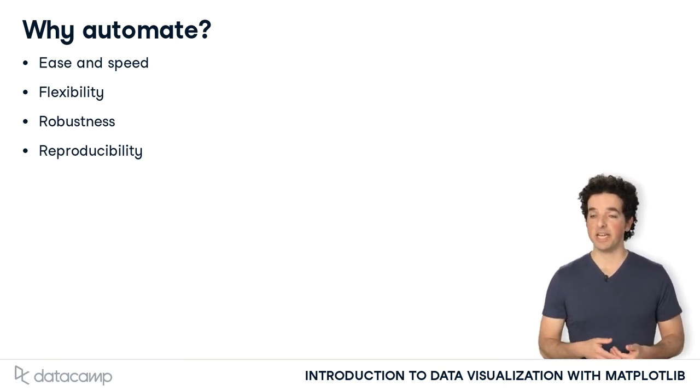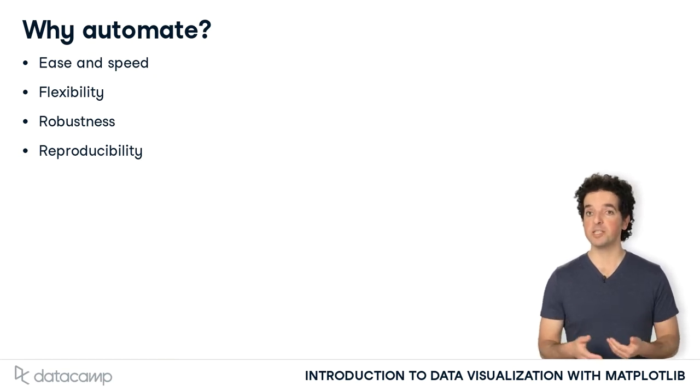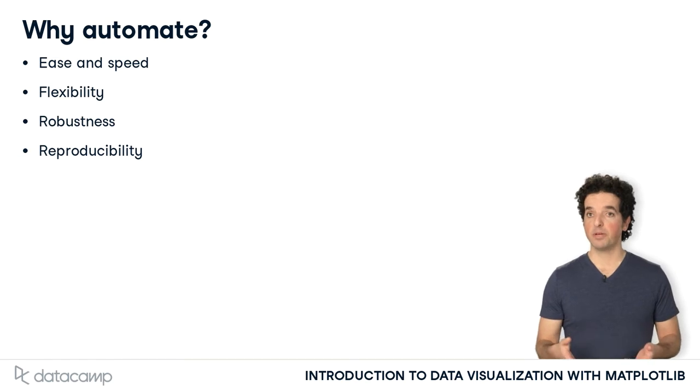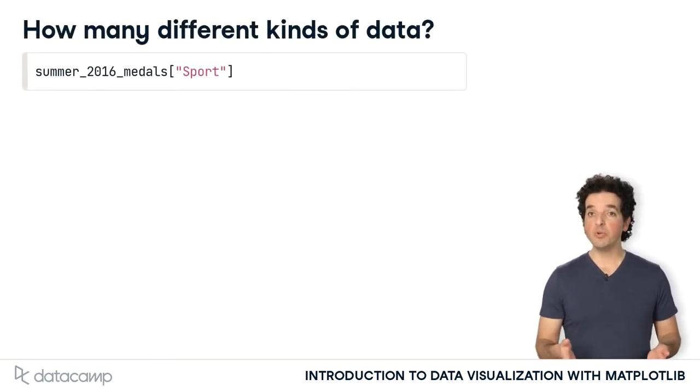Inspecting the incoming data and changing the behavior of the program based on the data provides flexibility as well as robustness. Finally, an automatic program that adjusts to the data provides reproducible behavior across different runs. Let's see what that means for Matplotlib.